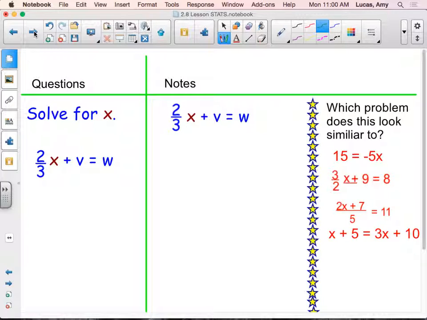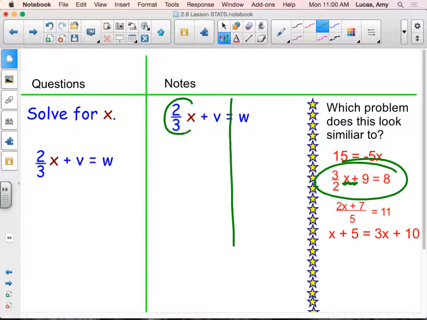All right, this next one. Ignoring this extra little minus here, the second equation down is the one that we want to work with. So I'm going to leave this 2/3 x alone until the end. I'm going to subtract the v. Plus v, the inverse is minus v. So 2/3 x equals, side by side, w minus v. Remember, they're not like terms, so they don't cancel each other out.